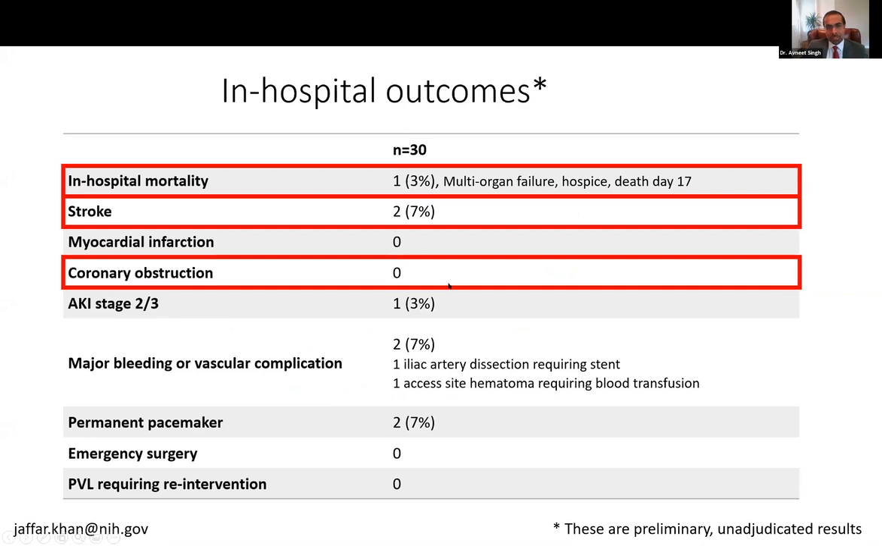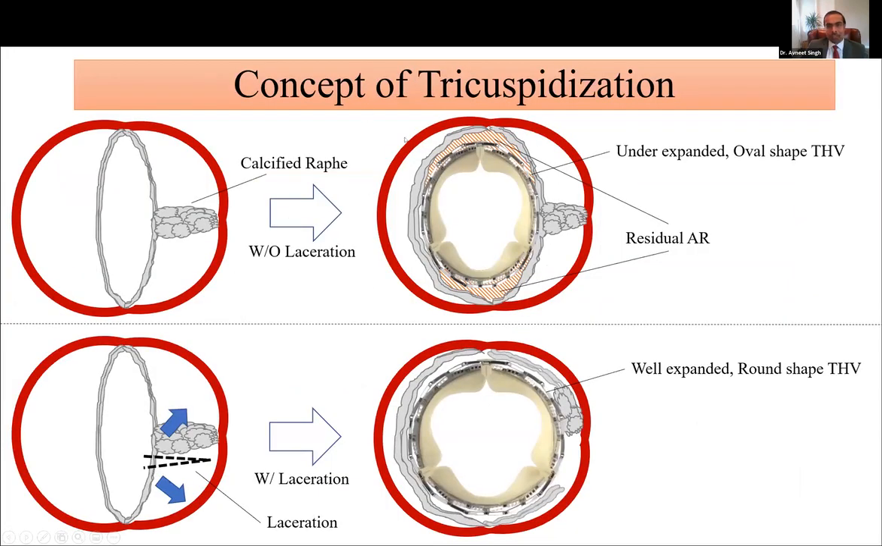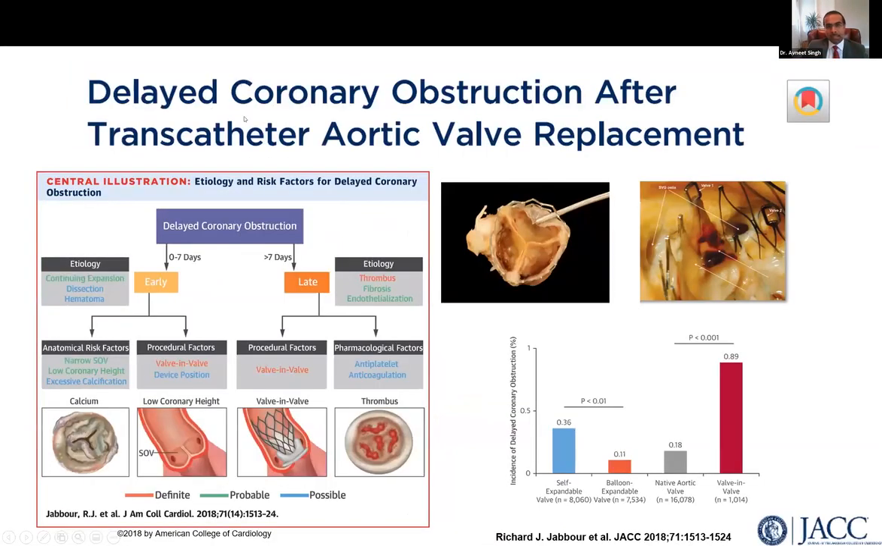But it seems to work. There was 0 coronary obstruction. Now, this same concept can also be applied to patients who have physiologically bicuspid valve because of the fusion of the leaflets, like type 1 valves, where you can lacerate the native leaflets and create new laceration through there, essentially making a bicuspid into a tricuspid valve.